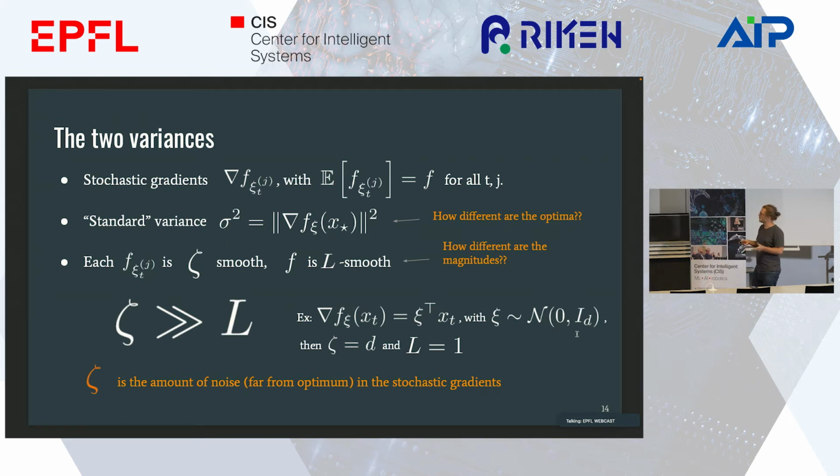And we introduce a second notion, which is we assume that all the stochastic functions are zeta smooth. This means that all the individual gradients are much more noisy than if you were to take a step with the full function. Like this zeta is much larger than L, which is the smoothness of your global objective. If you take the case of Gaussian IID data, for instance, with identity covariance, then you would get zeta equal to D and L equal to 1. So you're much better off optimizing with the global function. And so zeta captures the amount of noise in the stochastic gradients, but far from optimum.